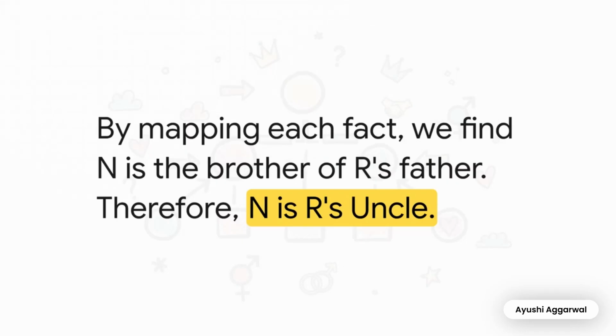All right, let's build this tree piece by piece. First fact, T has two sons, N and L. So we draw T, we draw a vertical line coming down to two squares, N and L, and we connect them with a single sibling line. Done. Next fact, P is the wife of L. Simple. We connect L with a double marriage line to a circle, P.